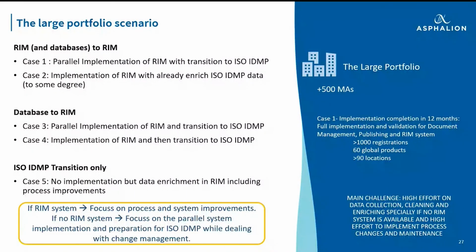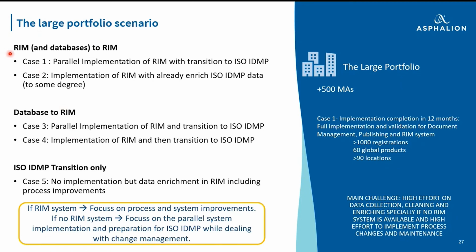So now, if we look at the large portfolio scenario, this will be over 500 marketing authorizations. The main challenge is as well the high effort on the data collection, the cleaning and enrichment, especially if there is no RIM system available, and as well a high effort to implement process changes and maintenance. And this is very important because a higher portfolio and a bigger company means also a lot more employees. So change management is really important in these cases.